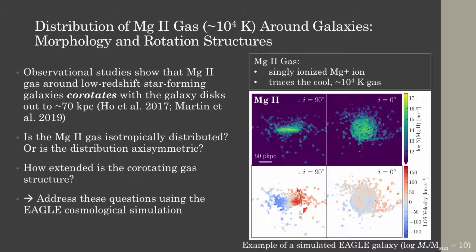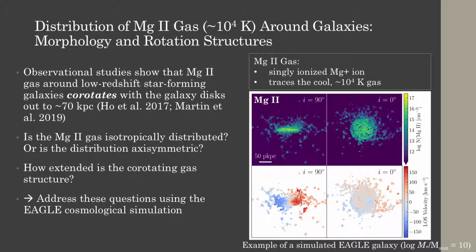However, because the CGM has very low gas density, and these observations are conducted through quasar sightlines, it is hard to map the distribution and the kinematics of the magnesium-2 gas around individual galaxies. For example, is the magnesium-2 gas isotropically distributed, or is the distribution axisymmetric? And how extended are these corotating gas structures? These are questions that we're trying to address in this paper.